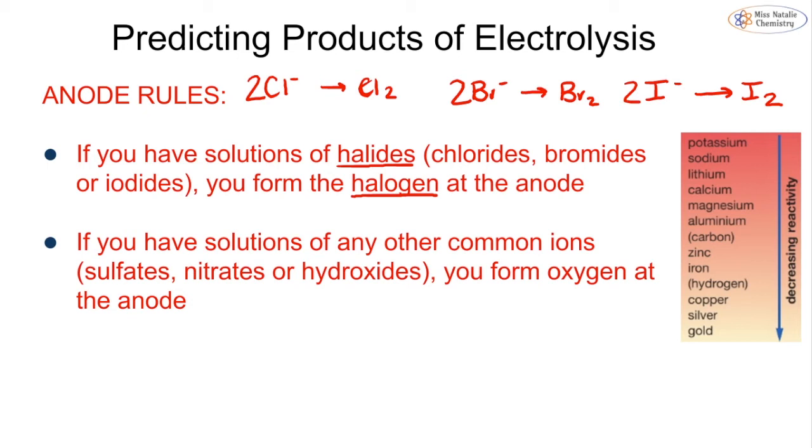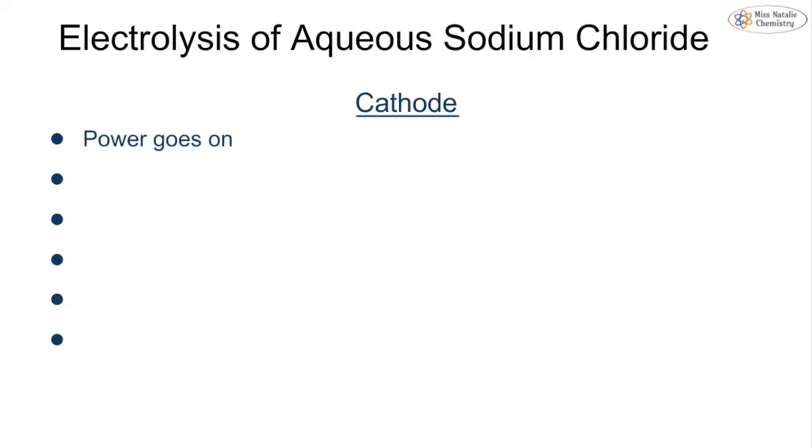If you have anything else that is not a halide, so a sulfate, a nitrate, or a hydroxide, you will form oxygen at the anode. That is just the rule. You will either form a halogen or you will form oxygen. And we're going to look at this in our actual reaction to see why this is the case.